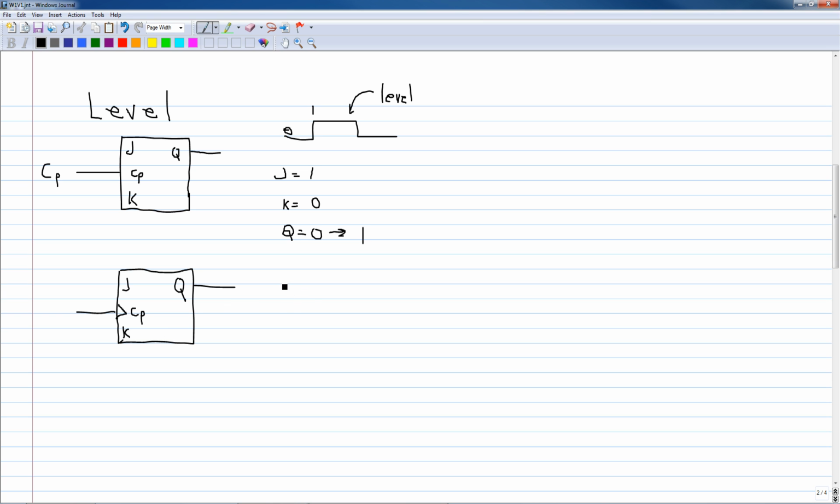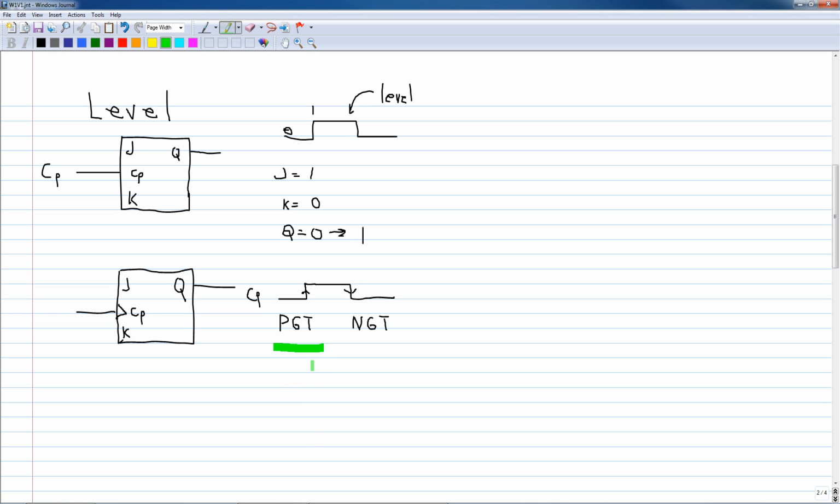Okay, well, where are the edges? Well, here's my clock pulse. Now I actually have two edges. Here's one edge, and here's the other edge. Now, this is called my positive going transition, PGT, and this is called my negative going transition, or NGT. All right. Now, the symbol I have to the left represents the positive going transition.